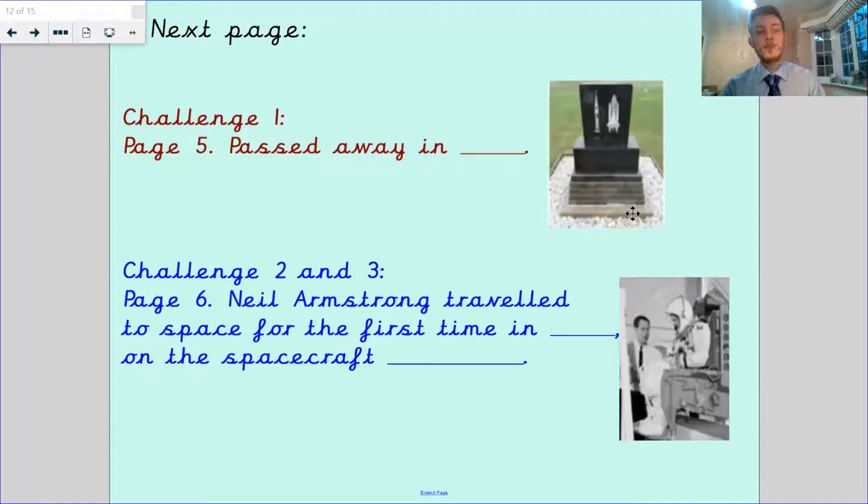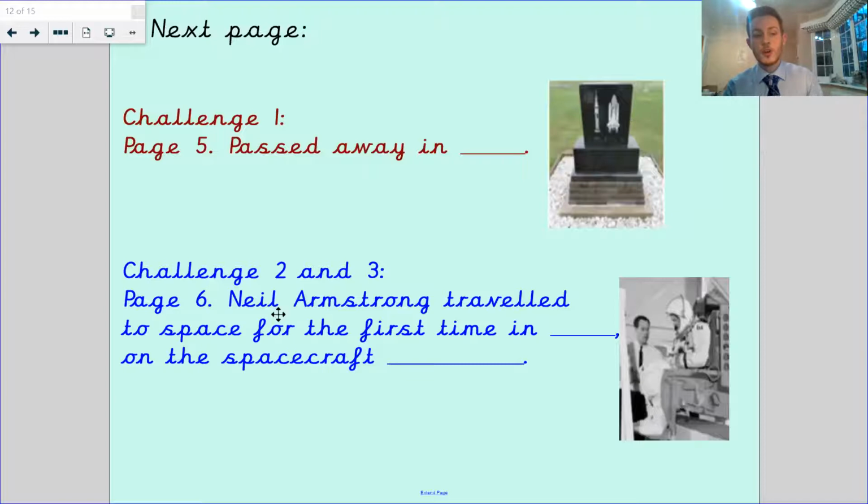So our next page, if you're challenge 1, it's your page 5, your last page. It's going to be he passed away in, and then the date where he passed away. And I've also got a picture of his gravestone there. So that's something that you can add in, a picture of the gravestone, and then what date he passed away. Neil Armstrong passed away in, and then the date.